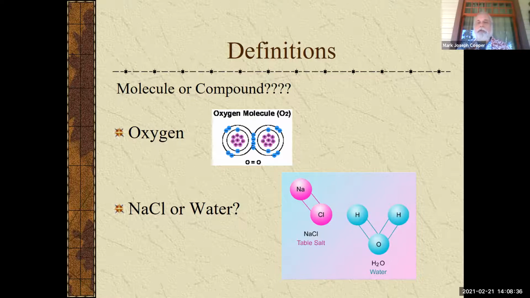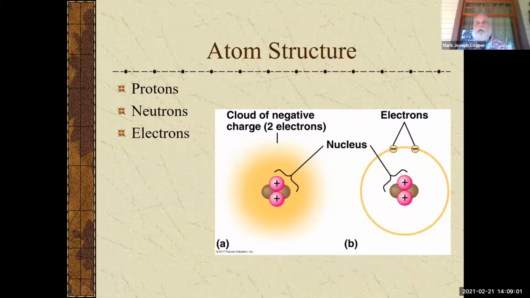The key here is, and might as well do water too. So water is also a compound because it's made up of 2 elements and 3 atoms, but you've heard of water molecules. Both of these actually are also molecules. This is the molecule of salt, table salt, and this is the molecule of water. So again, be able to know the difference. And then we'll look at atom structure.